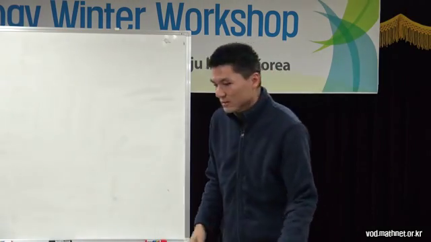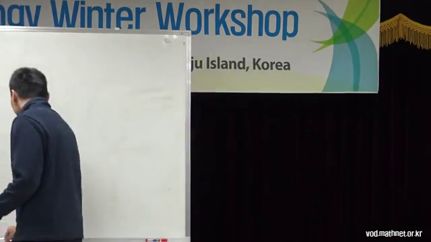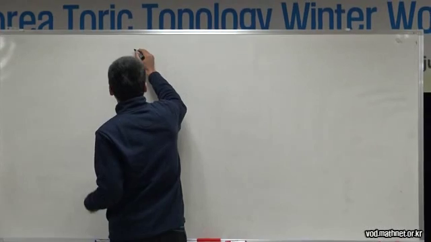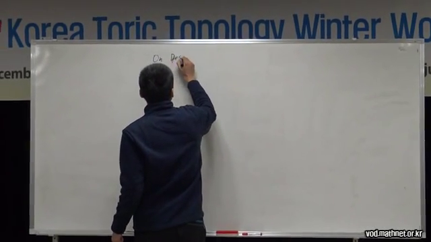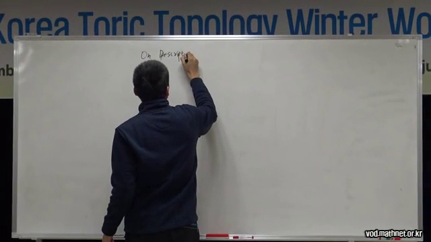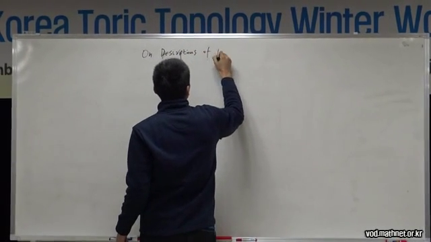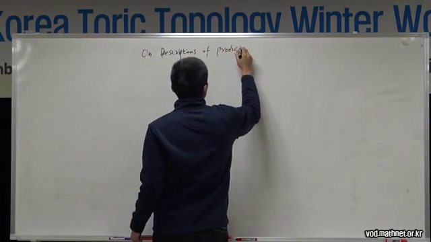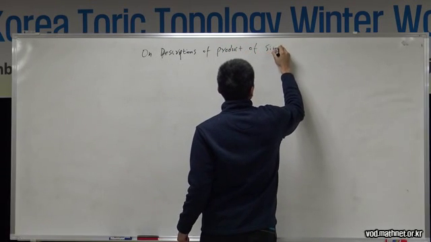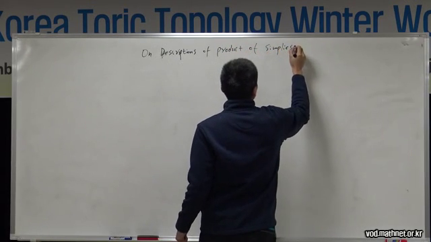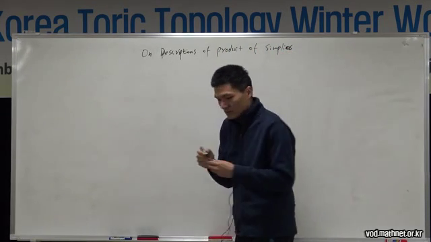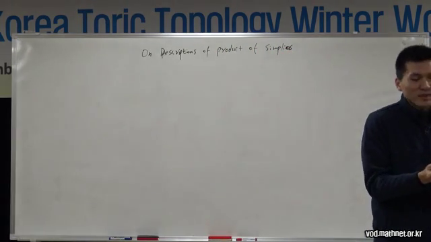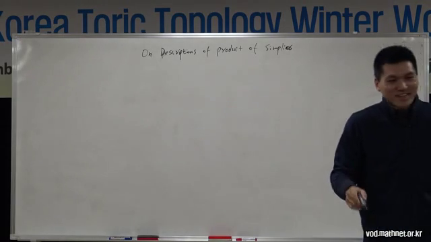The title of my talk is On descriptions of products of simplices. So I think my talk will be very easy. I hope everybody can understand.